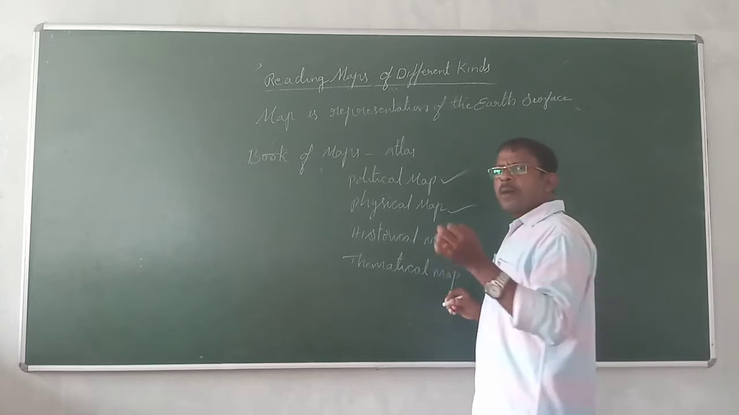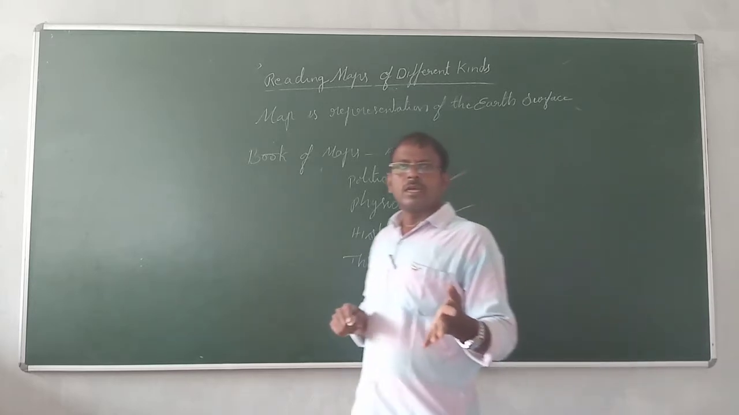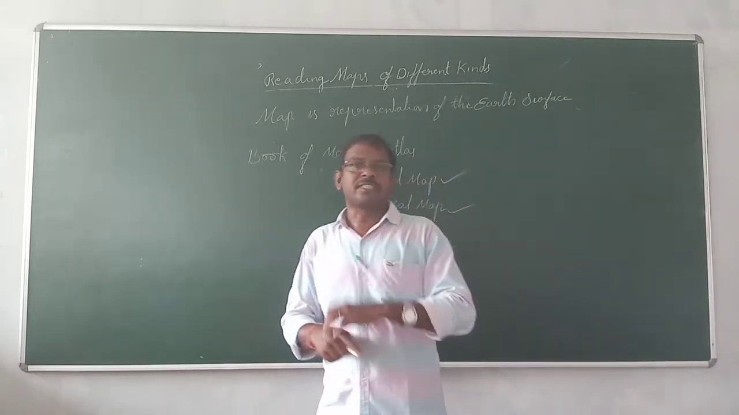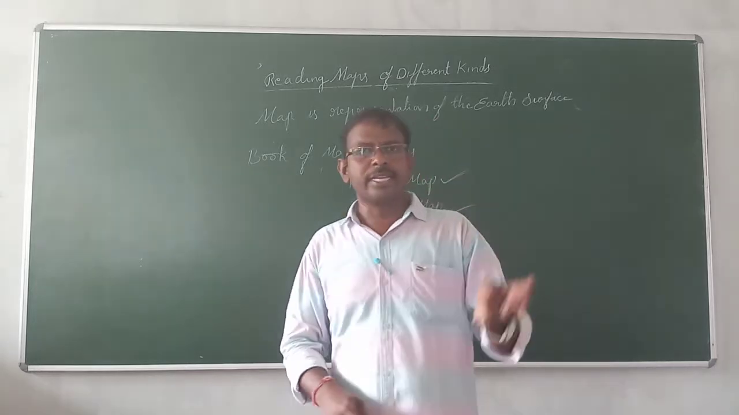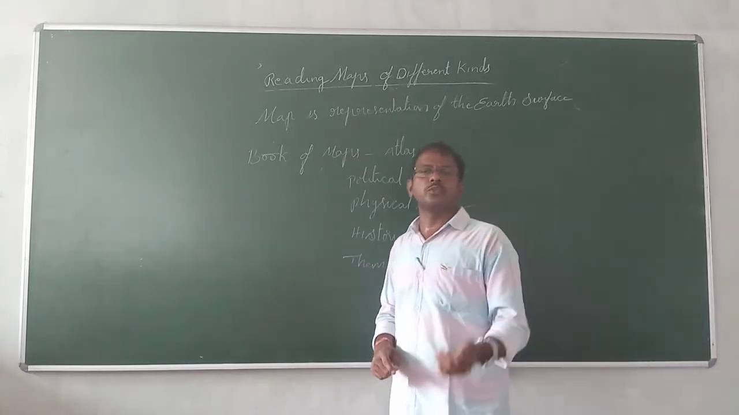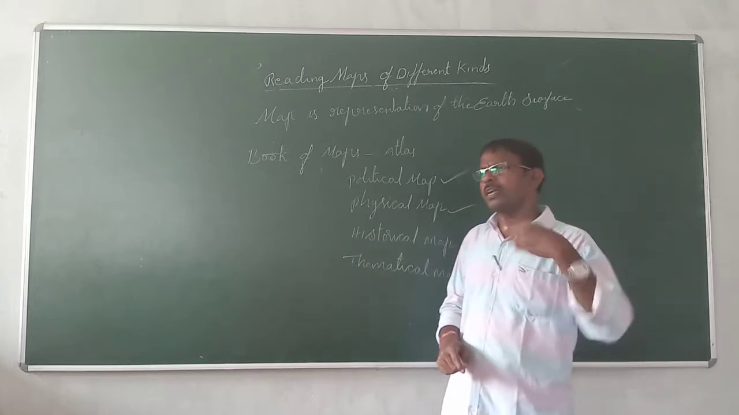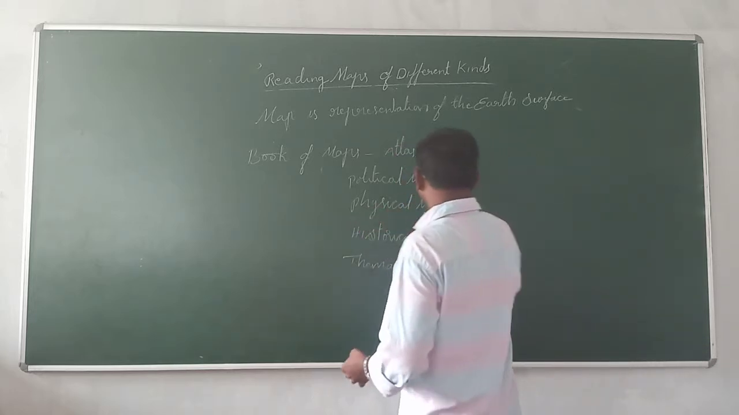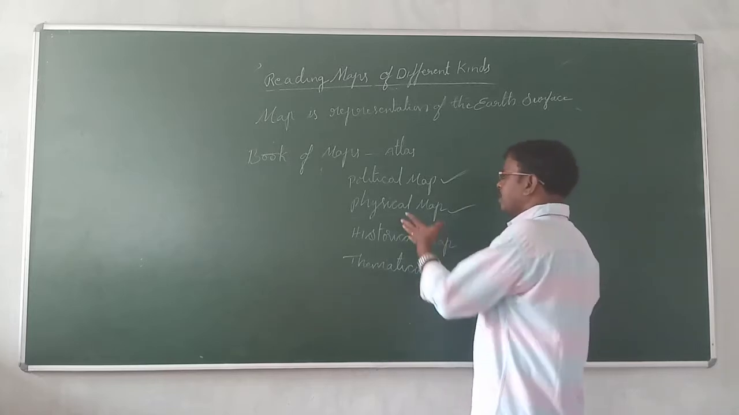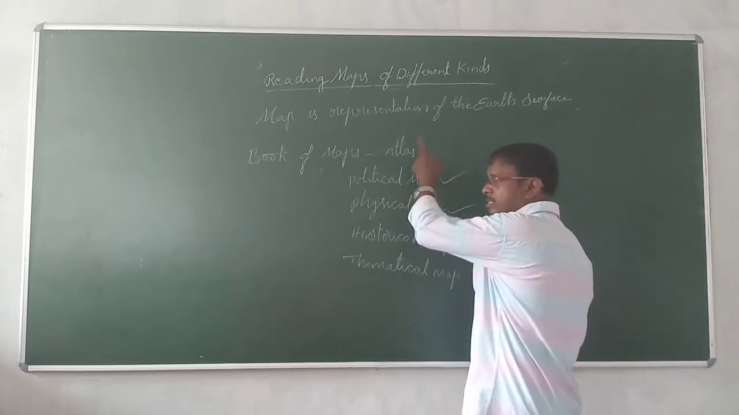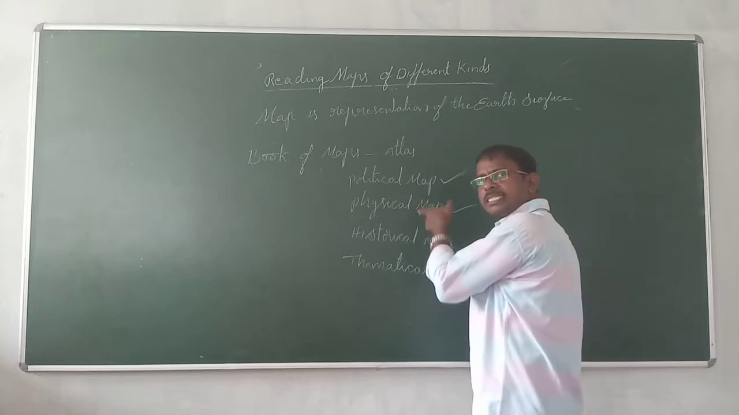Physical map: the map which tells us landforms, different landforms, mountains, hills, plains, plateaus, deserts, snow covered areas, forest areas, whatever. The map that tells us different landforms is known as a physical map. In this chapter also, mainly we will learn the physical map.